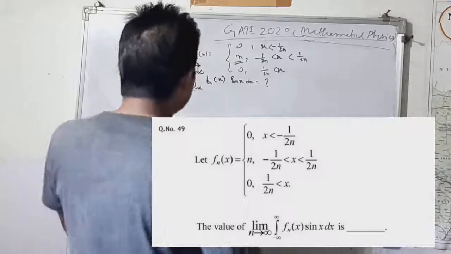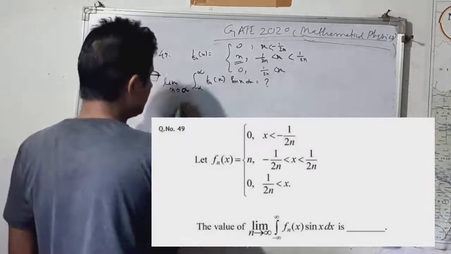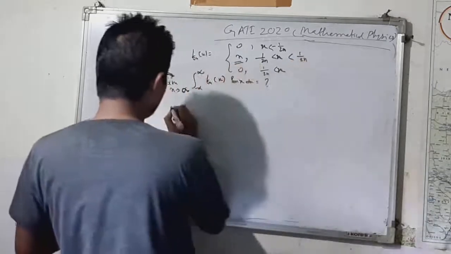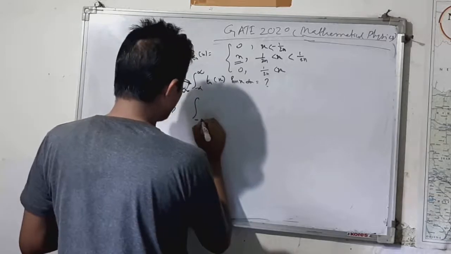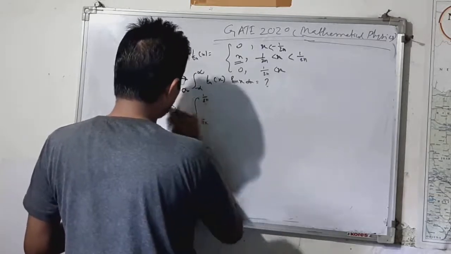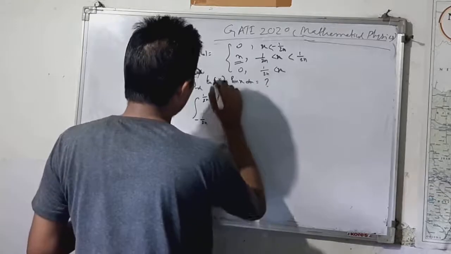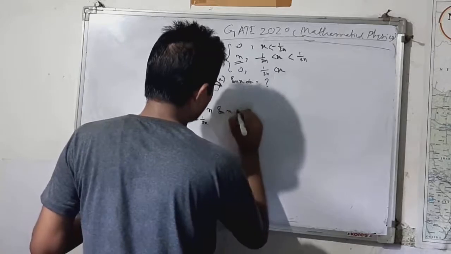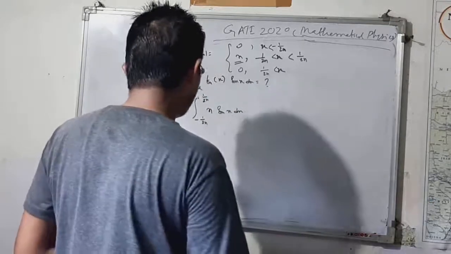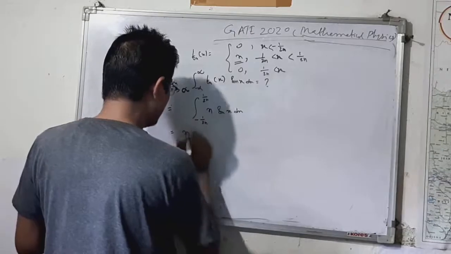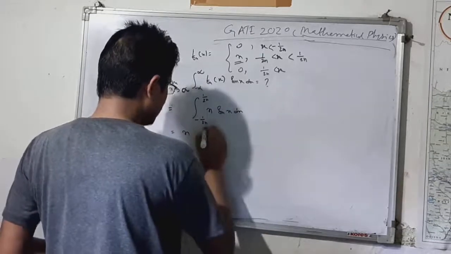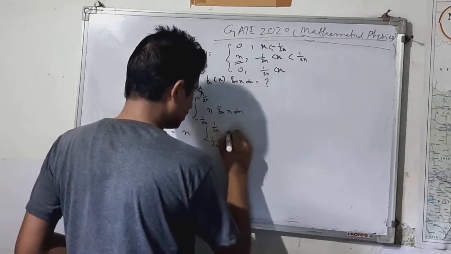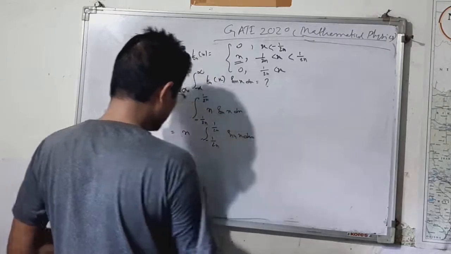Okay, so in this case let's calculate the integration. Here f_n will be present only for this bound, so we can calculate the integration from minus 1 by twice n to 1 by twice n. Here f_n(x) is equal to n, and sin x dx. So let's calculate this integral. Since n is constant, we can put this n outside the integral.